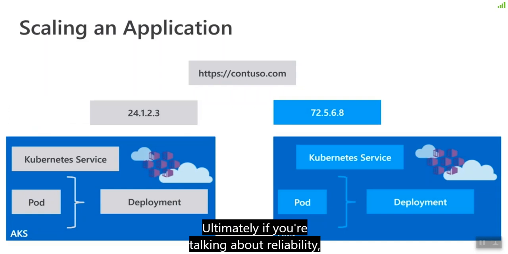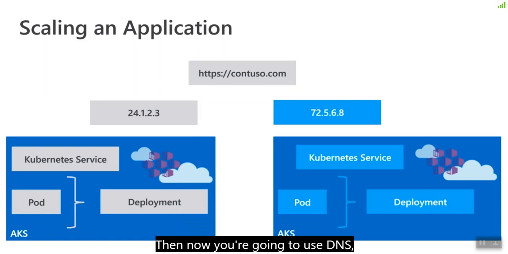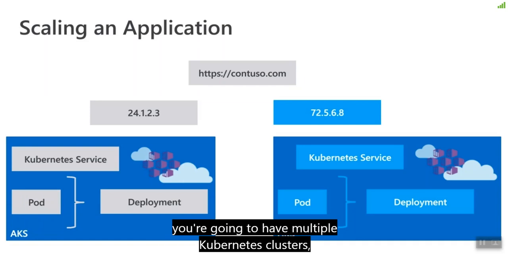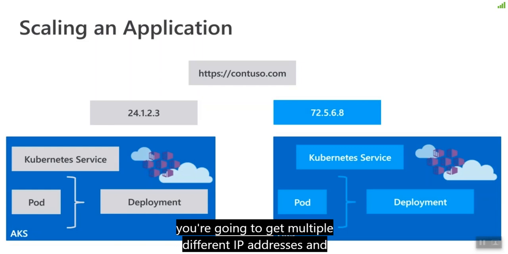So really, ultimately, if you're talking about reliability, you want to actually have your application be present in multiple regions, either because it's closer to your end users or because a region may have a power failure or something like that. And so in that world, you're going to use DNS. You're going to have multiple Kubernetes clusters. You're going to have those same service objects replicated for both clusters. You're going to get multiple different IP addresses and use DNS to load balance traffic between those places. Just like is shown here in this picture.